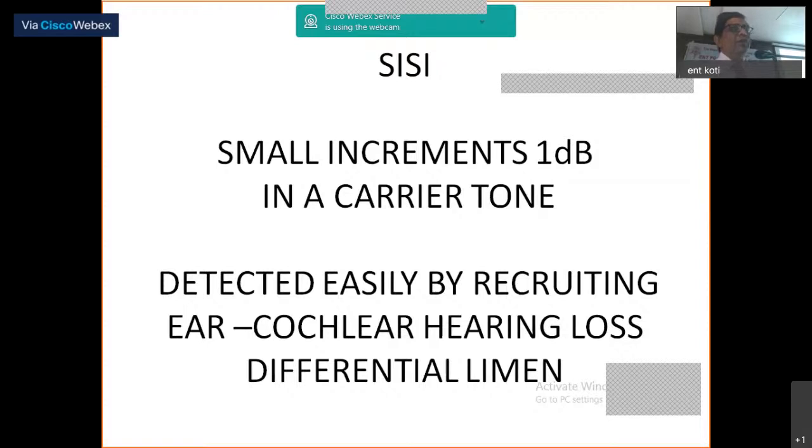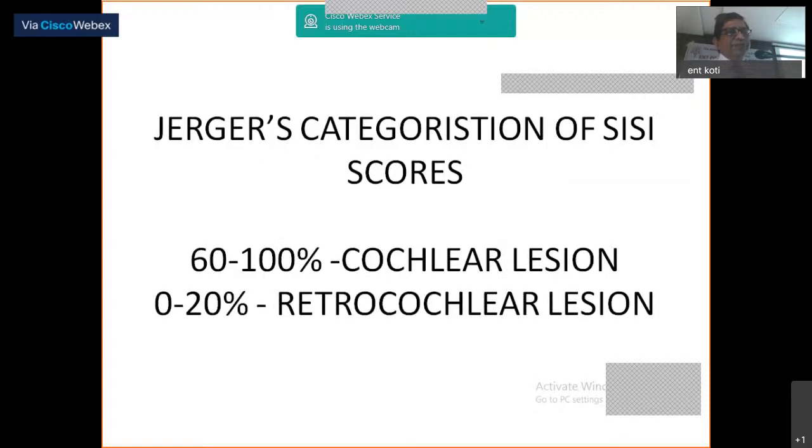So what are the causes of cochlear hearing loss? Go to the book. Hearing loss lateral to the footplate of the stapes is conductive, medial to the footplate of the stapes was for us sensorineural. Now sensory is different, neural is different, auditory is different, and cortical is different. So over a period of 40 years, the site of lesion has changed. So in this test, a 1 decibel increment in a carrier tone is heard by the patient. The person called Jerger has categorized this.